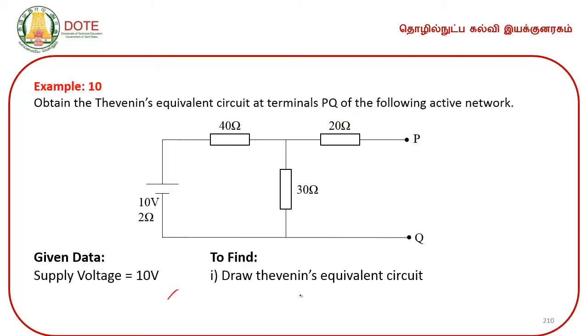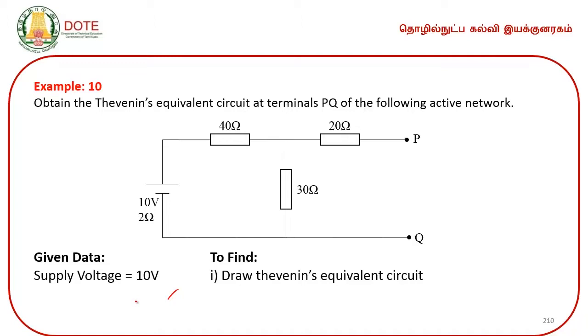Now, we will work out a problem based on Thevenin's theorem. Here is a circuit given. Obtain the Thevenin's equivalent circuit at terminals P and Q of the following active network. So, already the load resistor has been removed across the terminals P and Q. So, the given data is supply voltage is equal to 10 volts. We need to find out the Thevenin's equivalent circuit.